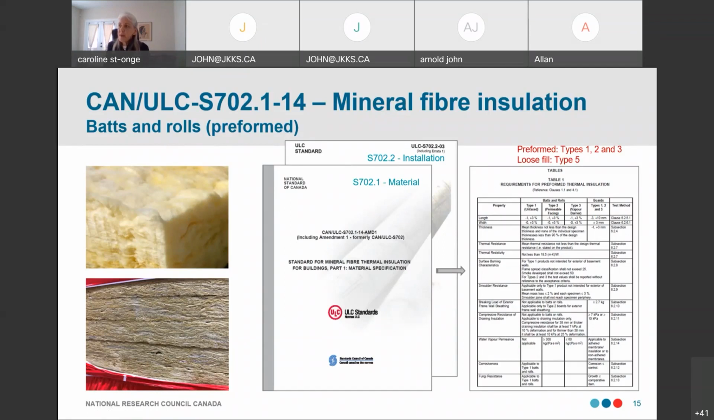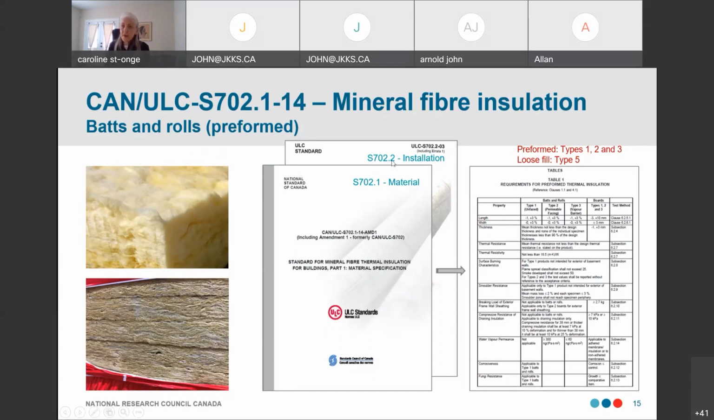The preformed are identified as type 1, 2, 3, and it depends if there is a facer, no facer, if the facer is a vapor barrier, and loose fill is identified as type 5. There is no assignment for type 4 at this point. It comes with an installation standard, which is S702.2, and it includes a few requirements.